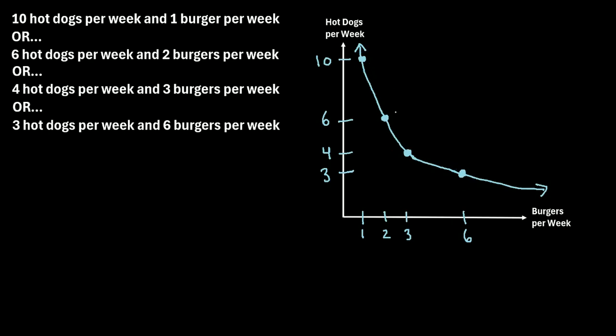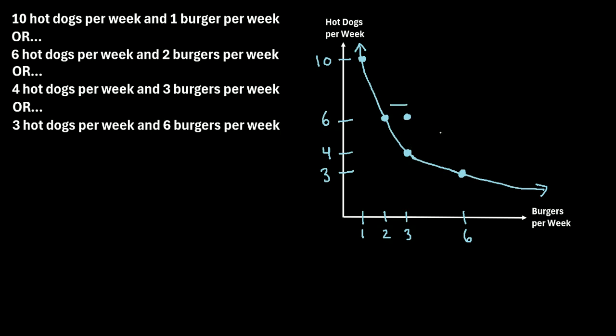But now consider the scenario where instead of offering you, let's say, 6 hot dogs per week and 2 burgers per week, I offered you 6 hot dogs per week and 3 burgers per week. So that point would be out here. In economics, we usually assume that a greater quantity of some good gives you more utility. So you would prefer the combination of 6 hot dogs per week and 3 burgers per week to the combination of 6 hot dogs and 2 burgers.